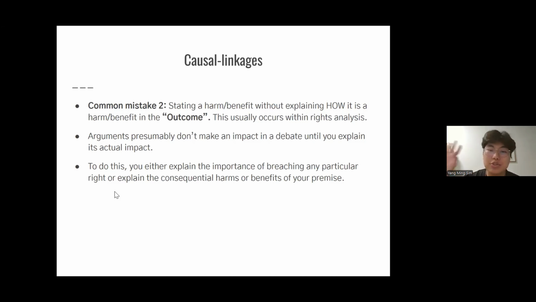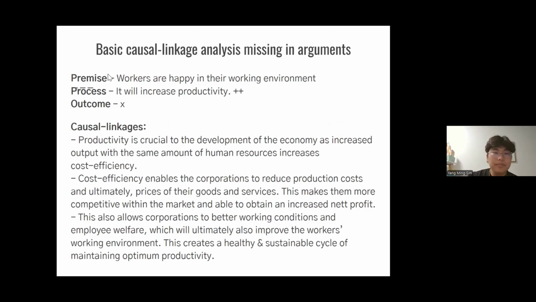What this means is that you should either prove why it's important for us to care about this right. The reason is that if you breach a right, it means that you don't fulfill the right, or you don't let people have that right, and there's going to be bad consequences to this. Or explaining consequential harms or benefits of your premise is basically saying that the reason these are important is because these are things that happen because of the premise in the debate. It sounds vague right now. Let's just move into how it is.